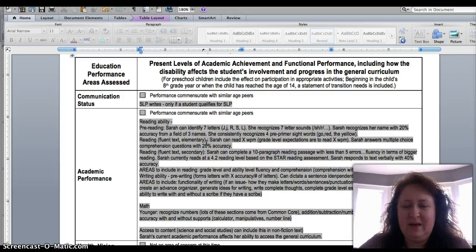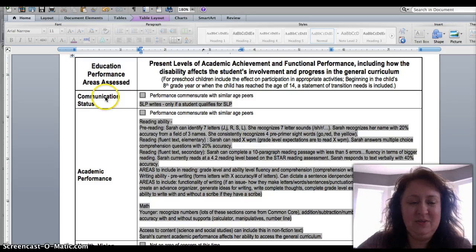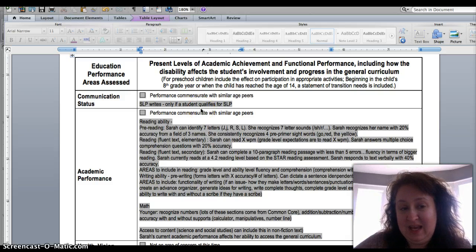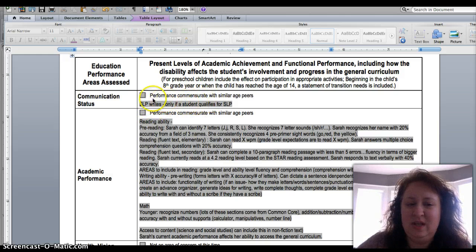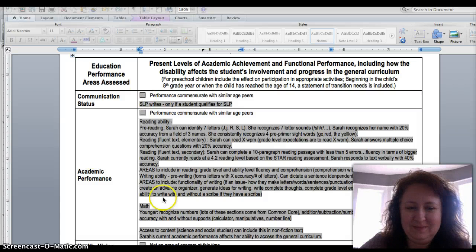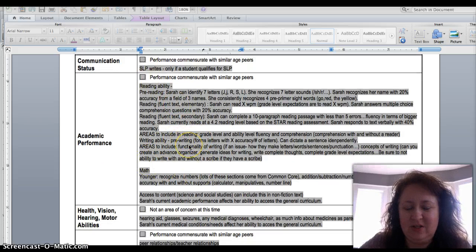So the IEP is set up, this is the present levels, it's the first page, and it's set up into sections. We've talked about the communication status is written by the speech and language pathologist. So if a student receives services for specific learning disability and speech and language, know that they will write this section, the speech therapist. If there's no speech therapist, then the box will be checked that their performance is commensurate with their peers. Under the academic performance section, to give you practice, I want you to include the areas that I have included in this sample.